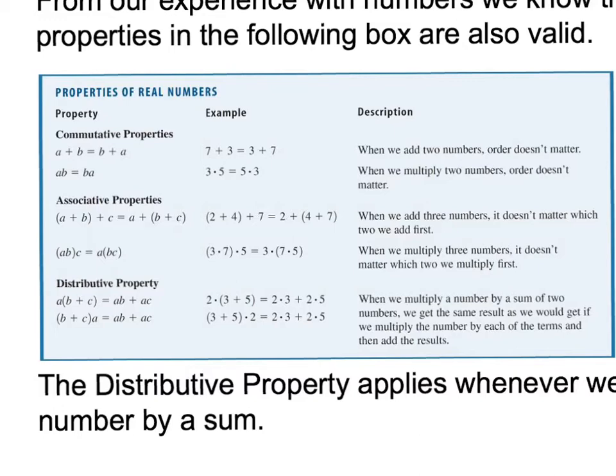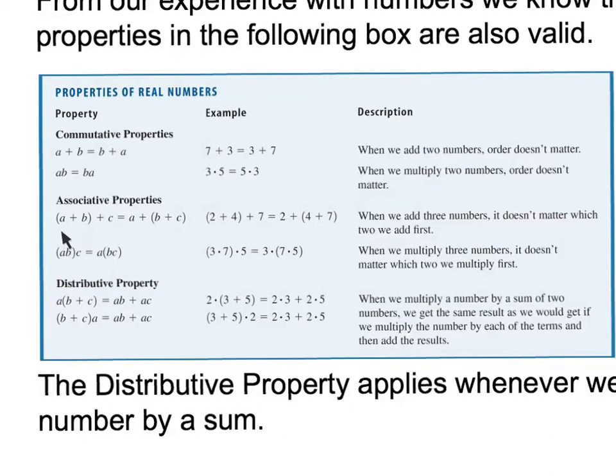And here's kind of listing some of the properties. Looking at commutative property, you can switch the order and you get the same number. Same with multiplication. So we have commutative property for multiplication. So 3 times 5 equals 5 times 3.